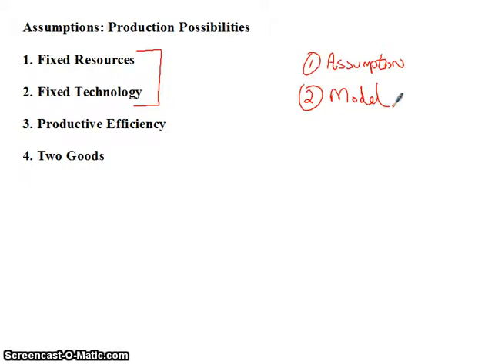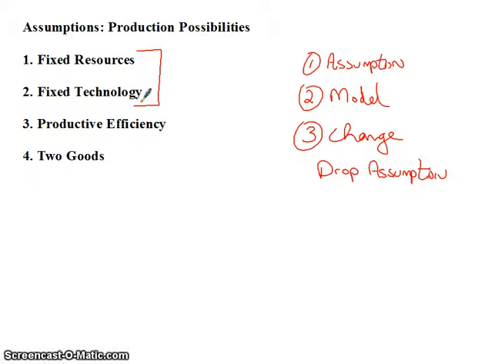And then finally, step number three is we allow those assumptions to change. Another way to say this is we drop the assumptions. We allow the assumptions to change. So we stop assuming that resources are fixed. We stop assuming that technology is fixed, and then watch what happens. So the goal is to see the results of what happens in the model if we drop the assumptions, if there's some sort of change in the world.